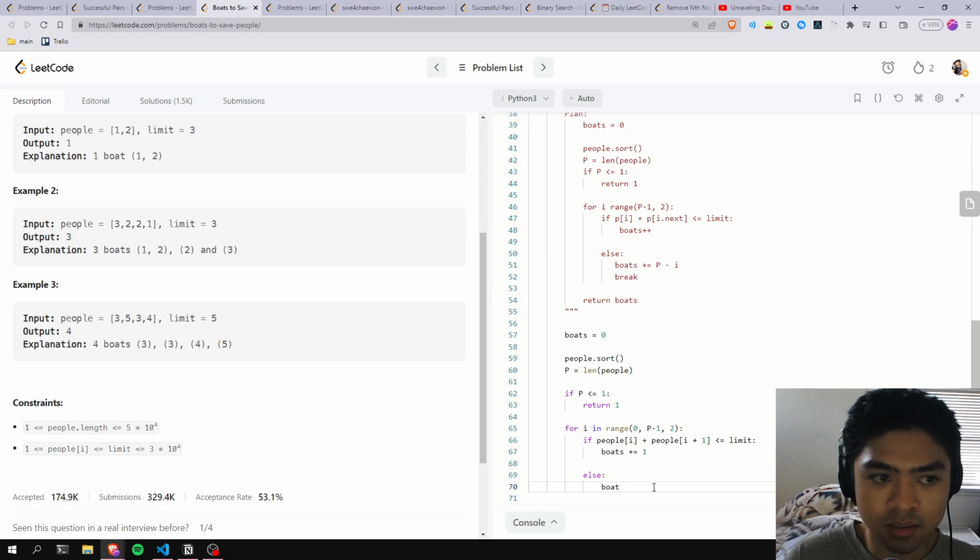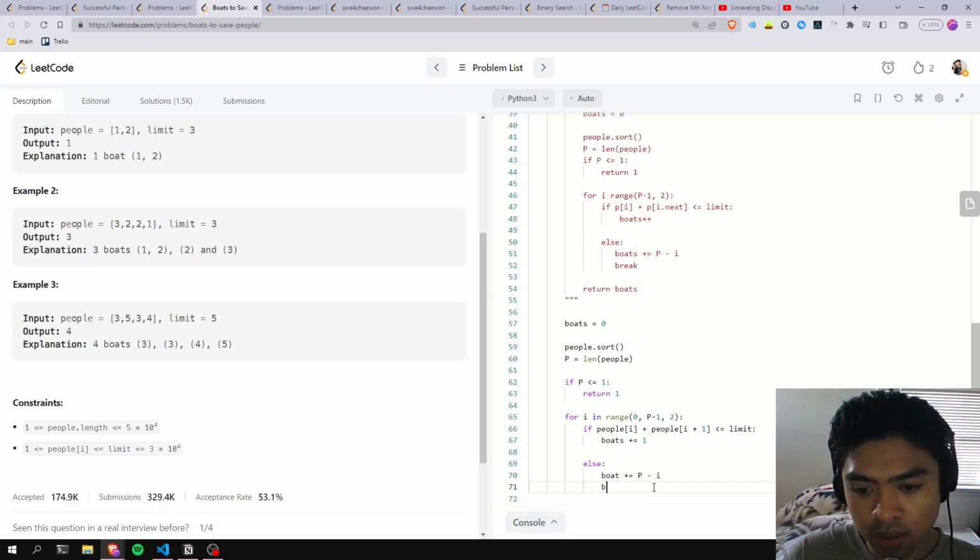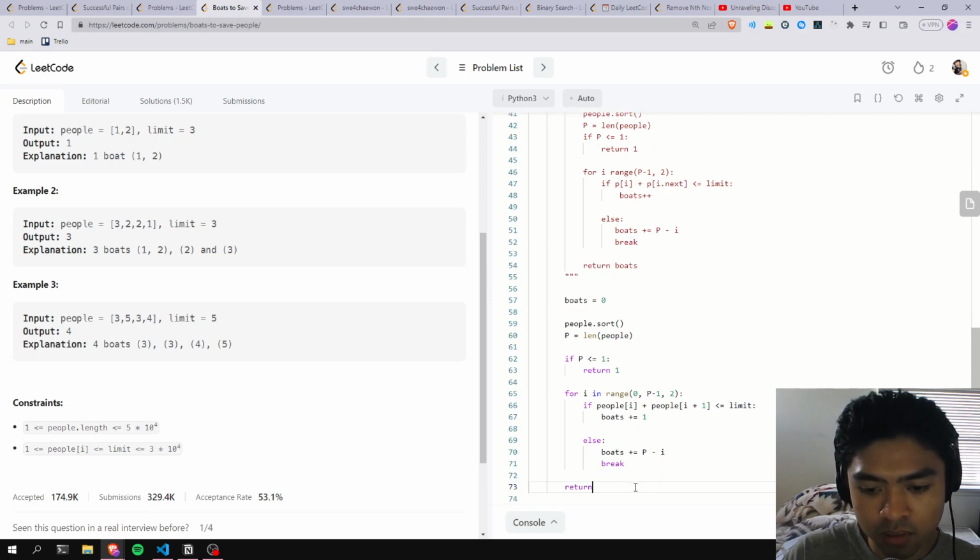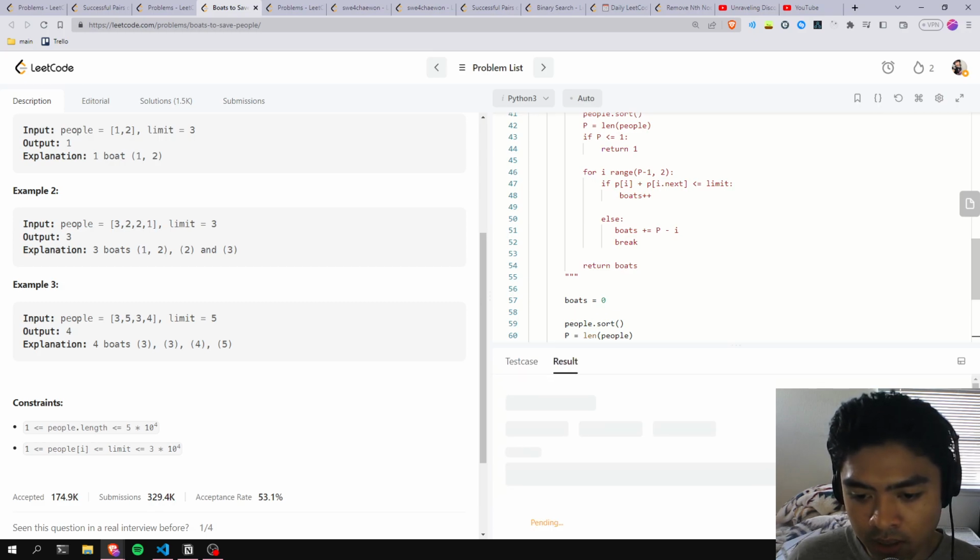We can separate those pairs and make them all into separate boats, and everything after that its own boat, right? Because it's sorted. So p minus i, and then we can break. And then from there we can return boats. I'm pretty sure that's possible. So let's go run that.